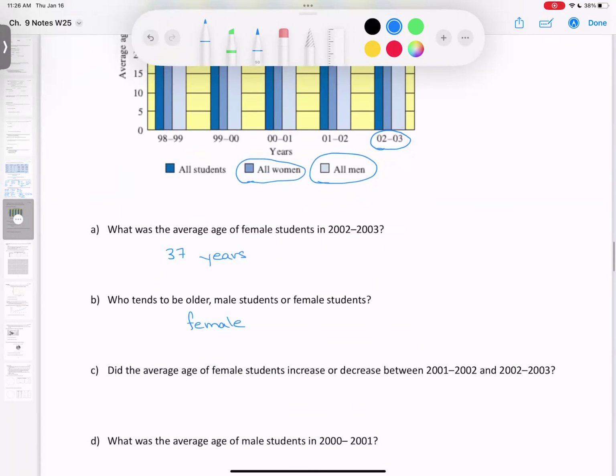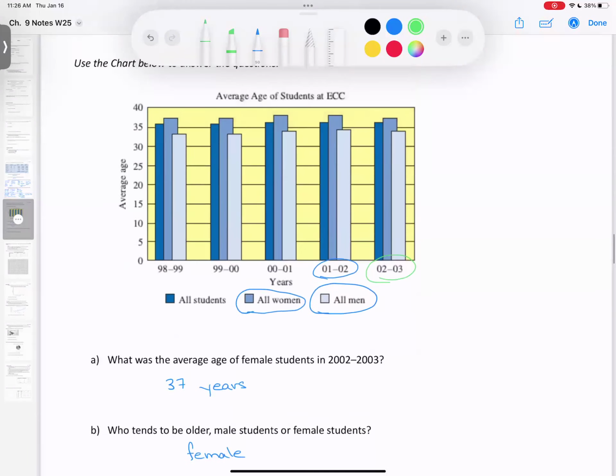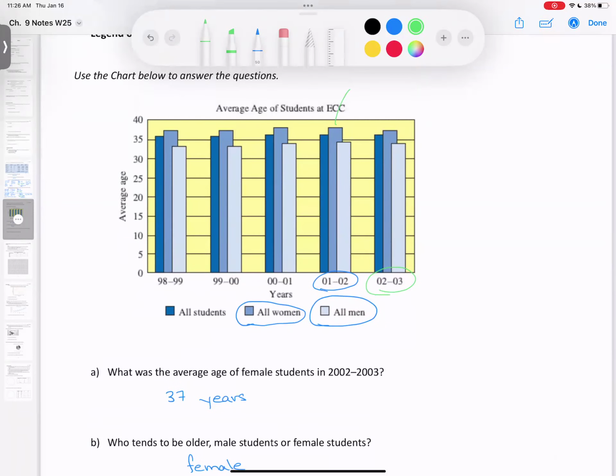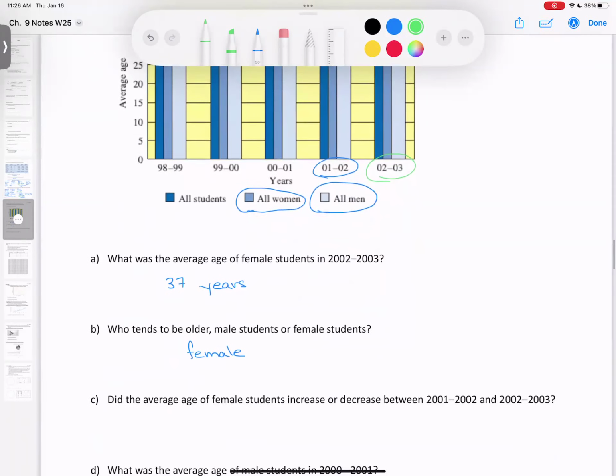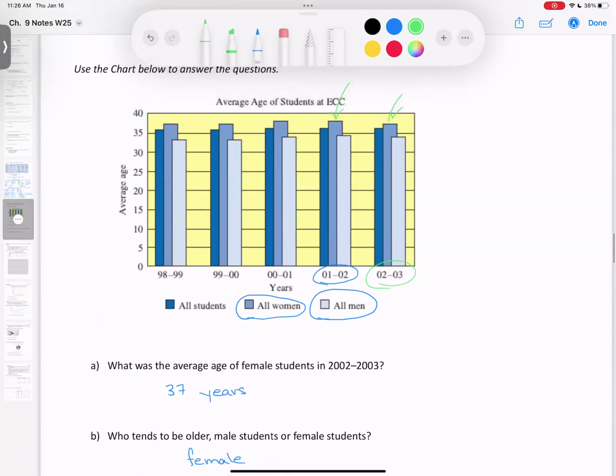Okay, next question. Did the average age of female students increase or decrease between 2001 to 2002 and 2002 to 2003? So we're looking at the average age of female students. So again, looking at those medium blue bars. Did it increase or decrease? This seems like a trick question. Oh, there's a very, very slight decrease.